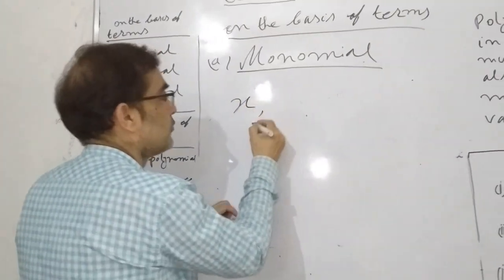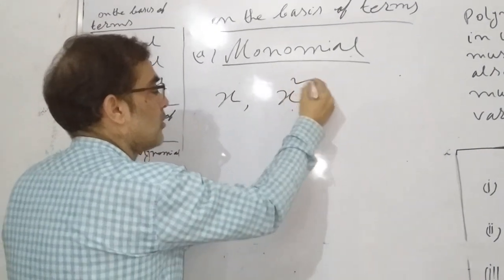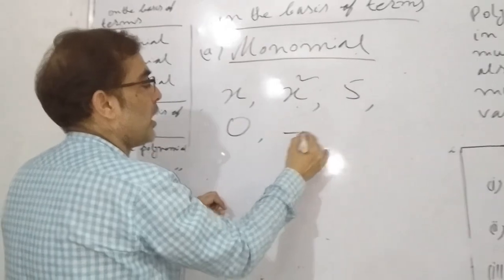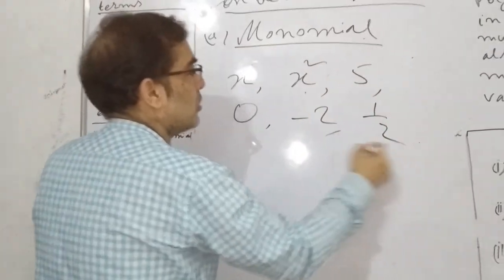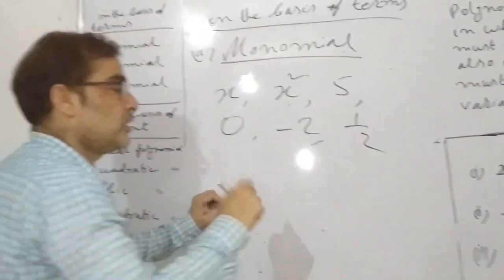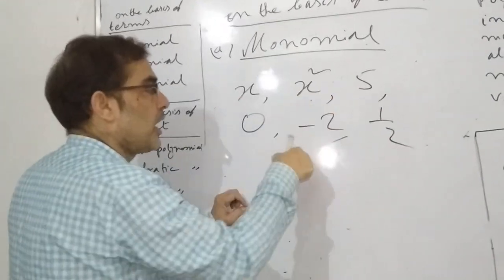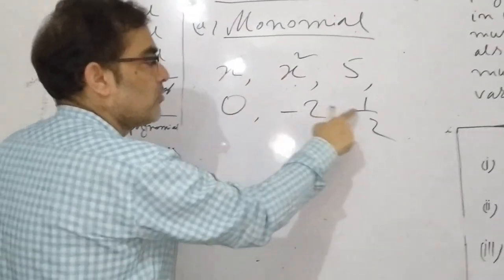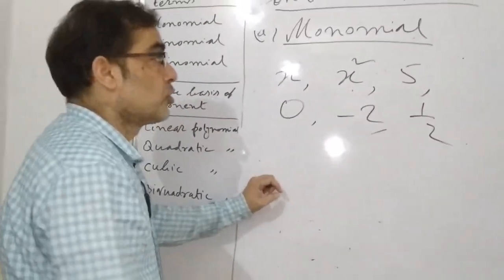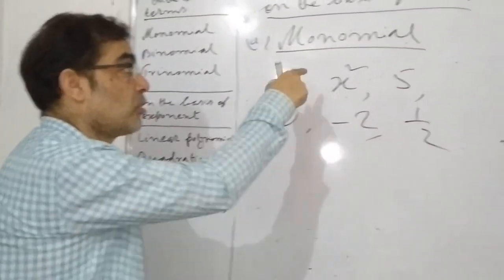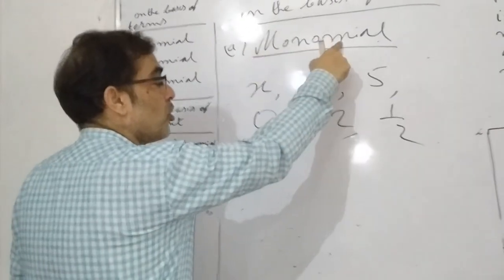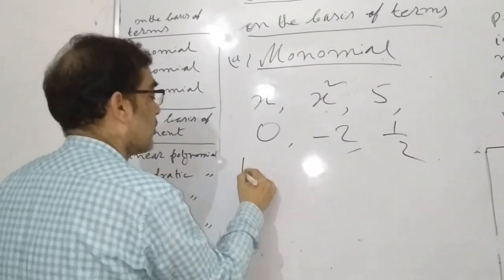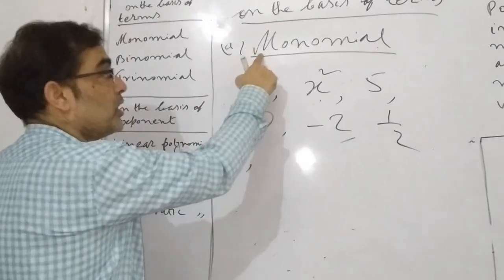Example: x square, 5, 0, -2, 1 by 2. These are polynomials, and here you are seeing that they are only in one term. All are in one term, so they will be called monomials. These are the examples of monomial. Mono means one.